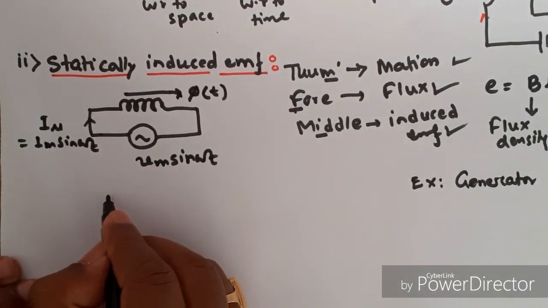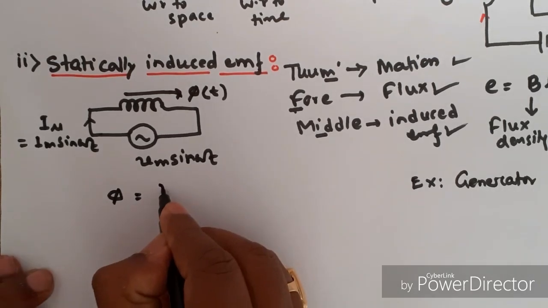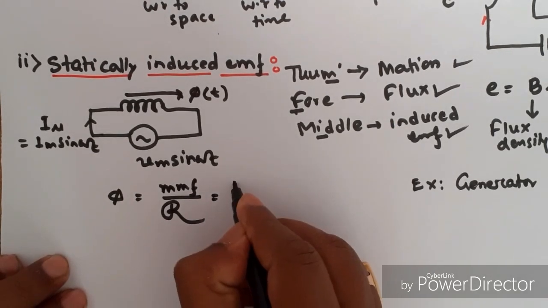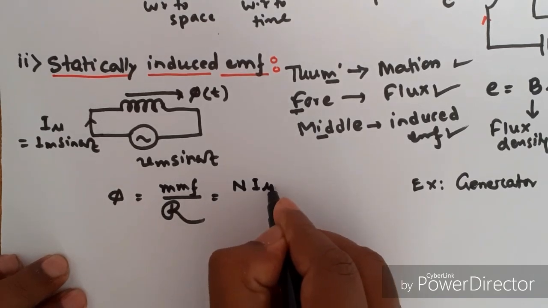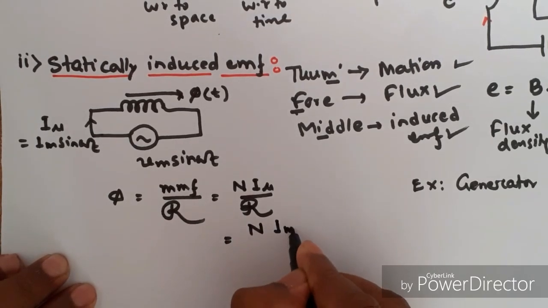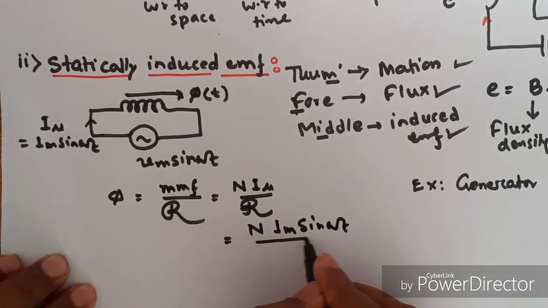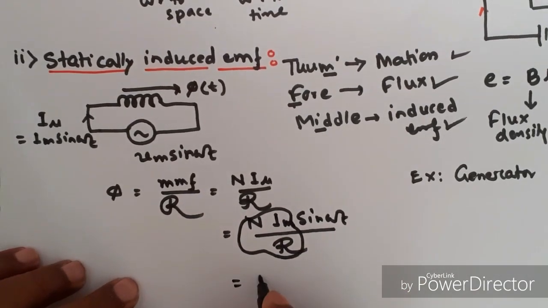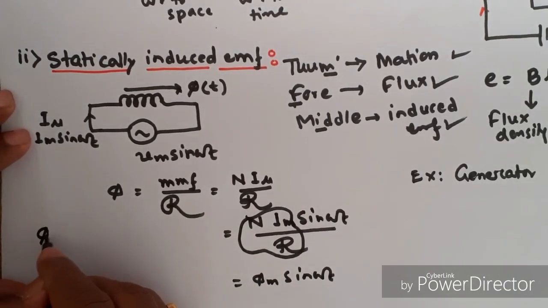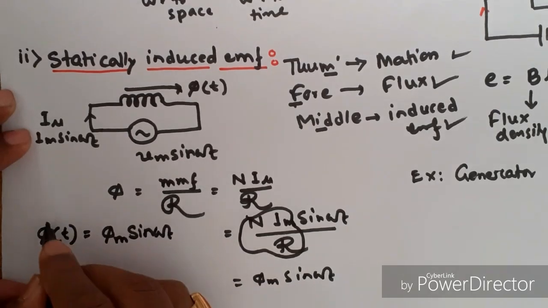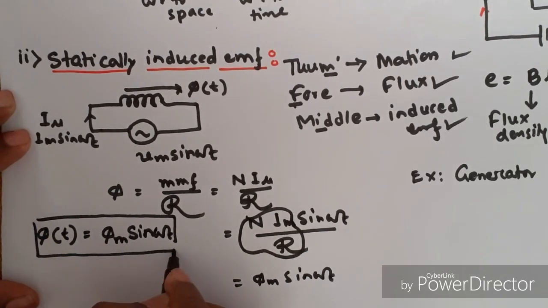Now, as we know, phi equals mmf by reluctance. mmf is ampere turns, so that is equal to N into I mu by reluctance, which is equal to N into Im sine omega t by reluctance. This portion I can consider as phi m sine omega t. That means the flux passing through the coil changes with time, sinusoidal in nature. Phi of t equals phi m sine omega t.